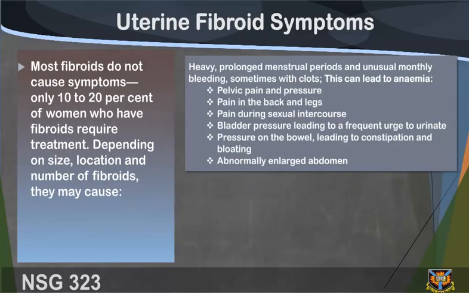Uterine fibroid symptoms. Most fibroids do not cause symptoms. Only 10 to 20% of women who have fibroids require treatment, depending on size, location, and number of fibroids. They may cause heavy, prolonged menstrual periods and unusual monthly bleeding, sometimes with clots. This can lead to anemia, pelvic pain and pressure, pain in the back and legs, pain during sexual intercourse, bladder pressure leading to a frequent urge to urinate, pressure on the bowel leading to constipation and bloating, and an abnormally enlarged abdomen.